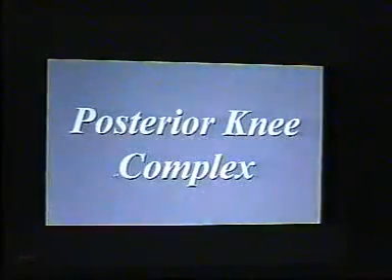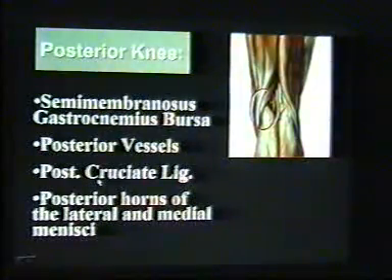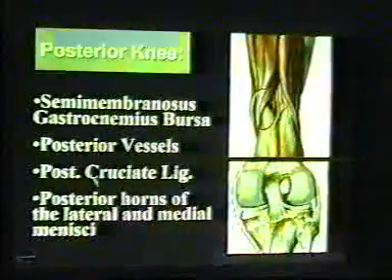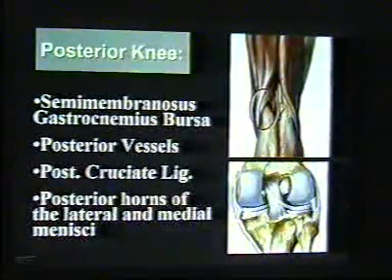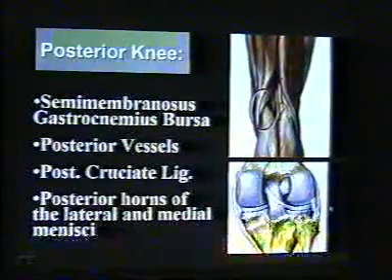Then we come to posterior knee complex. We scan Semimembranosus-Gastrocnemius Bursa. We scan for posterior vessels, and we scan for posterior cruciate ligament. Here is posterior cruciate ligament and posterior horns of the lateral and medial menisci.